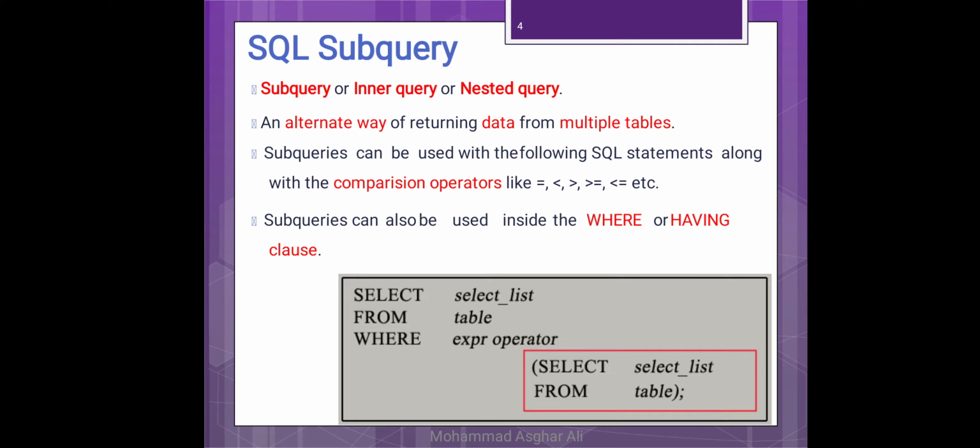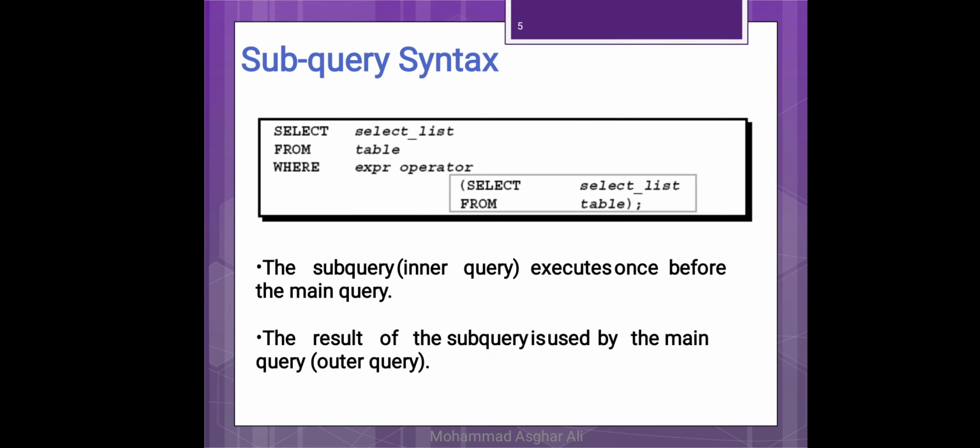You can see by using this syntax how it works. Select list from table where expression operator, select list from table. By using this syntax you can do a subquery. This is the proper syntax of a subquery. Select list from table where expression operator.